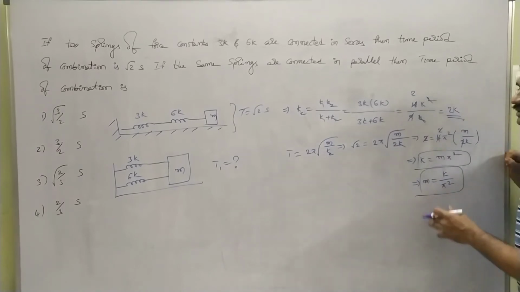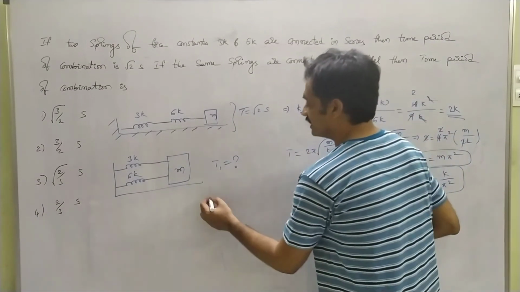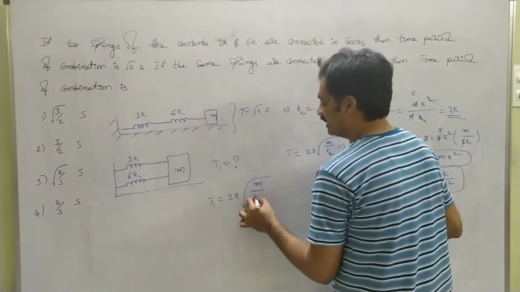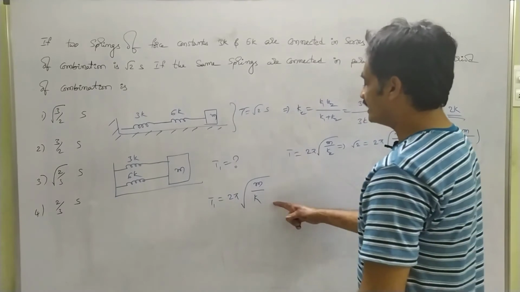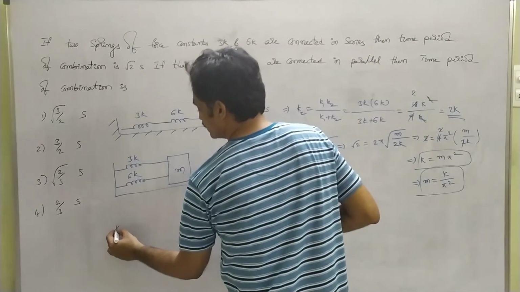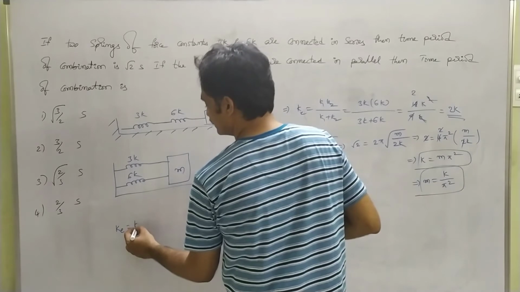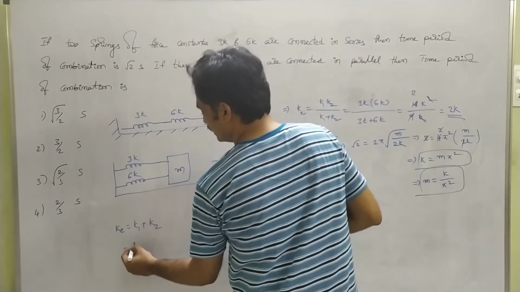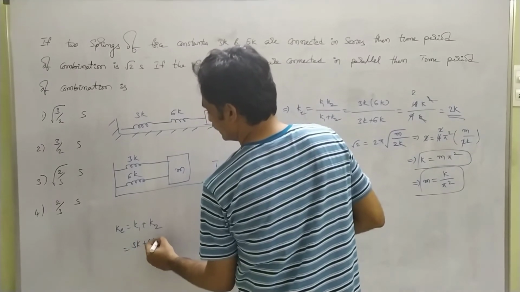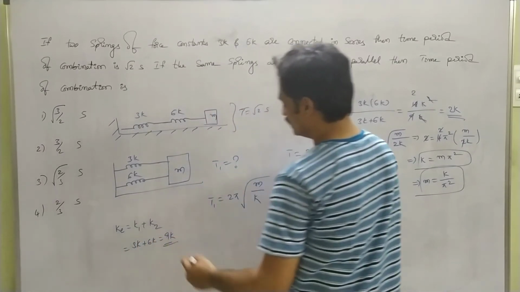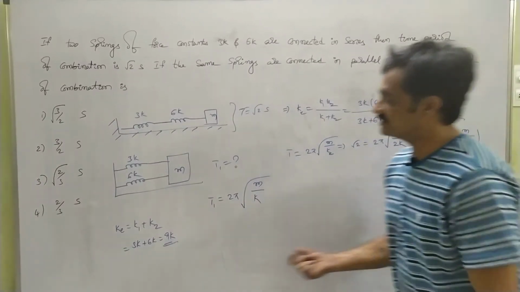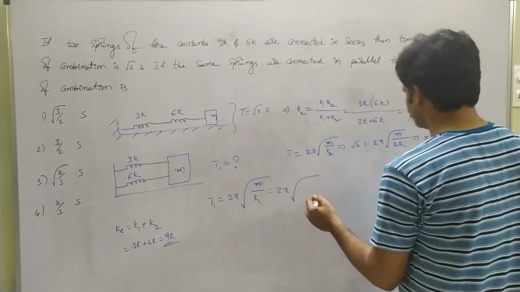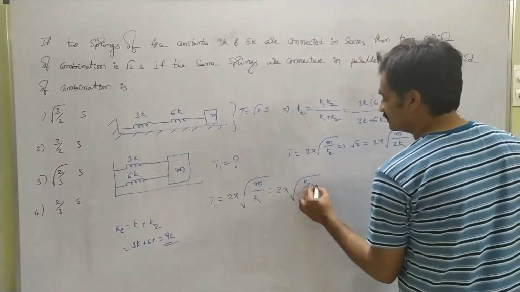So we can substitute this value in the case of a parallel combination, where we know that the time period T1 is given as 2 pi into under root of m by k. Whereas in the case of parallel combination, the equivalent force constant is given as k' equals k1 plus k2, and the value of k1 is 3k and k2 is 6k. So we get 9k. Let us substitute the value of mass as well as the force constant in this time period. So we have 2 pi into under root of mass, k by pi square, by 9k.